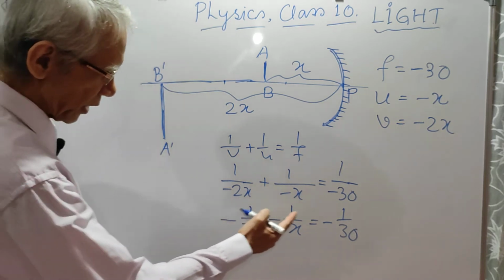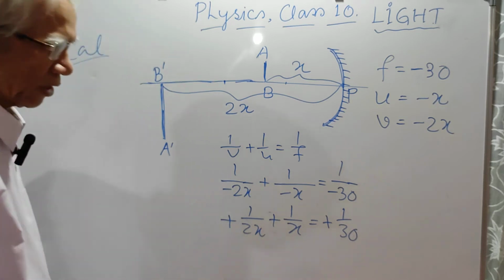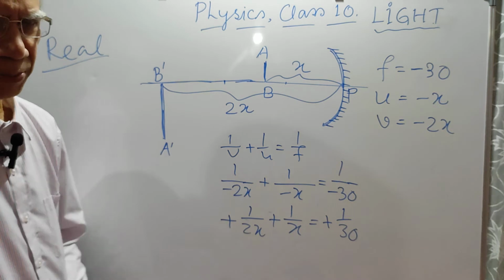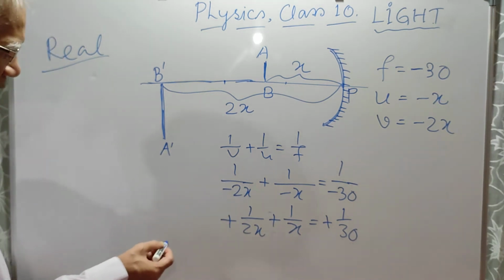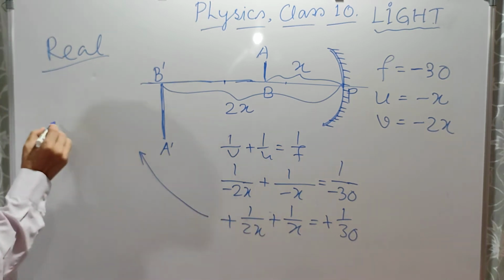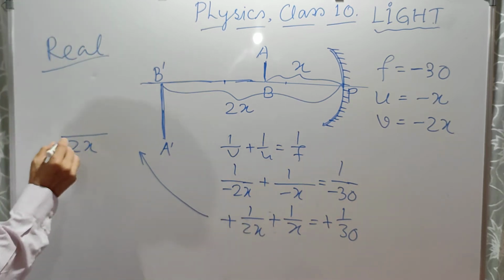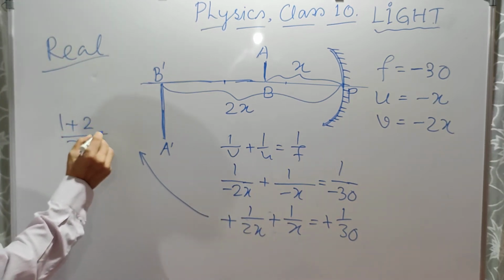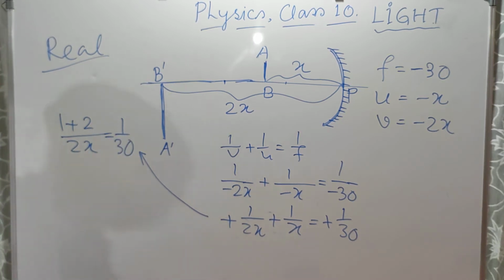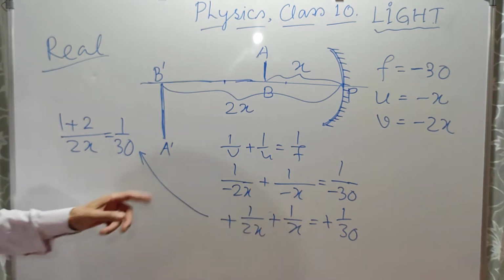Now see, all are minus, minus, minus. We can change all the signs. We can make all plus. This is a rule of equation. All the three terms are negative, so we change them all to positive. Just rule of equation. Okay, now let us solve this one, this side. So now LCM is what? Twice x. LCM twice x, so you will get 1 plus 2 over 2x, equal to 1 by 30.